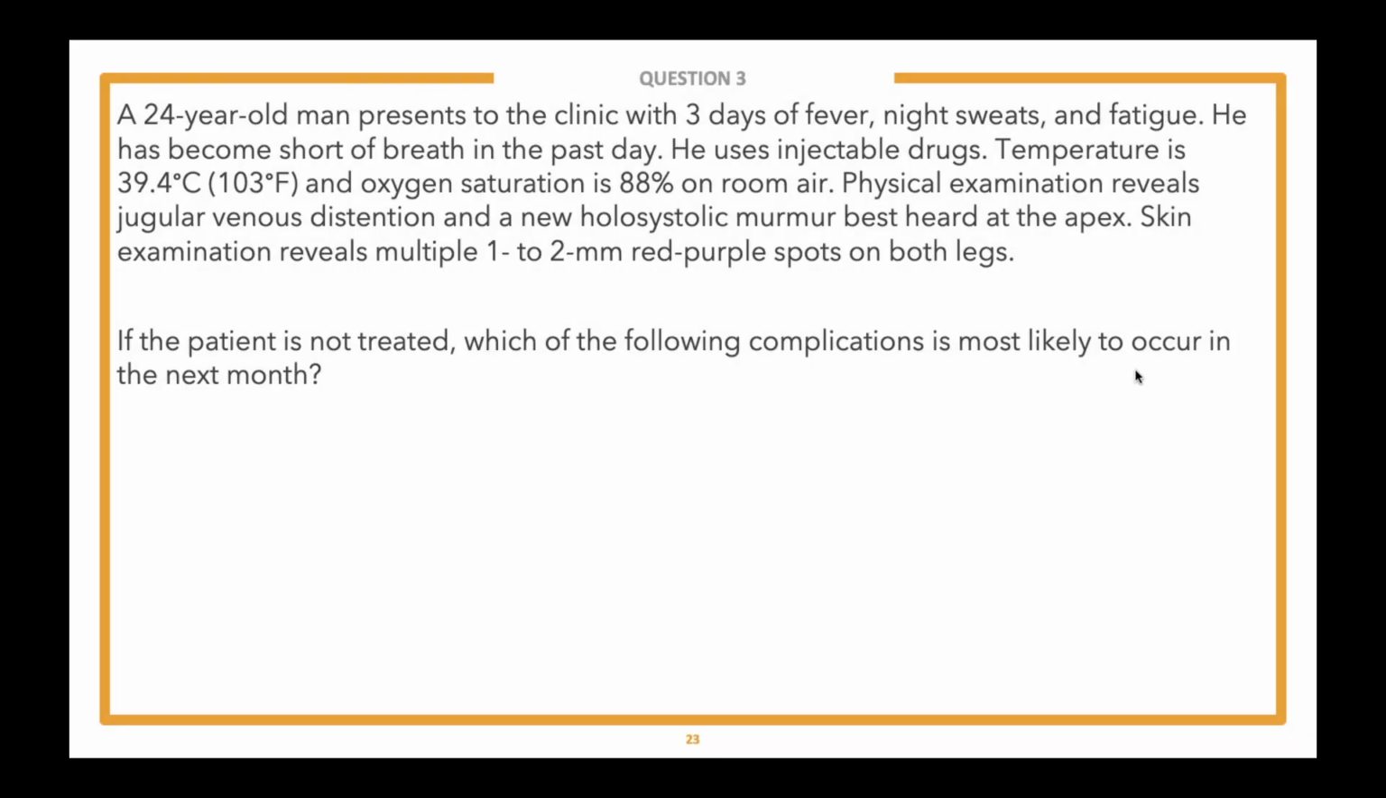We'll go ahead and begin with the lead-in. If the patient is not treated, which of the following complications is most likely to occur in the next month? And then I'll give all of you a few seconds here to let us know in the question box how many steps you think this question will require.